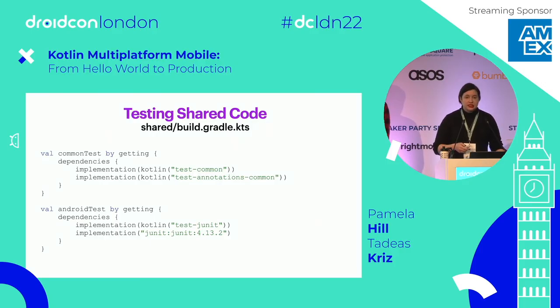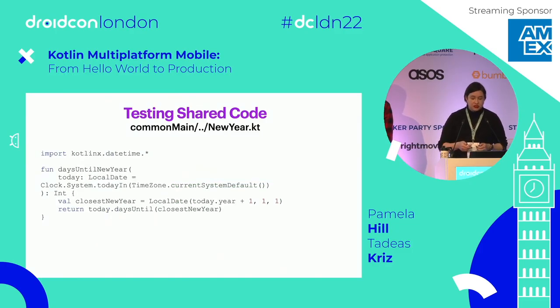If I want to go ahead and test some shared code, I would first have to edit my shared build.gradle.kts file, which is a Kotlin script extension. And I would have to add these dependencies to common test and also to Android test. Now, that might surprise you. Why do I have to add extra stuff to Android test when I'm just running it in common main? But the reason for that is that we need to run our tests on a particular platform. So we need to add these dependencies, otherwise we get a runtime error. And iOS doesn't need the additional dependencies because it's already part of the platform.